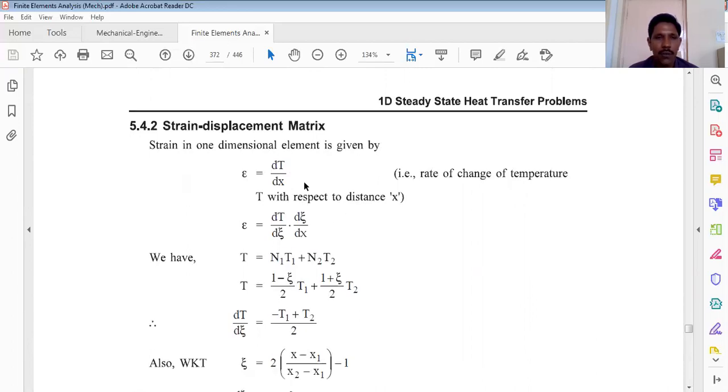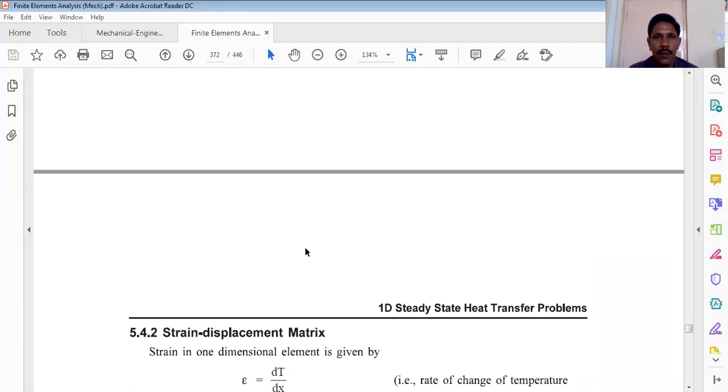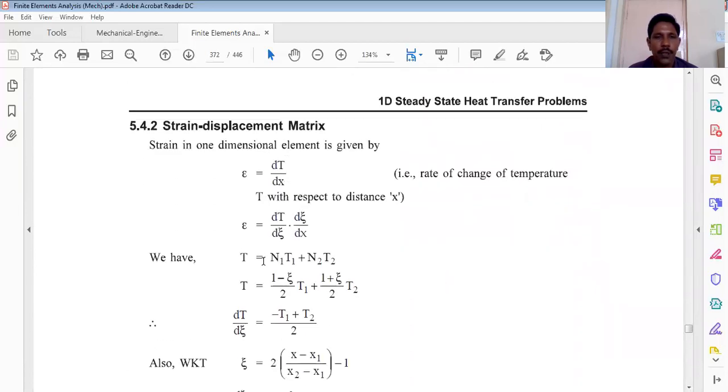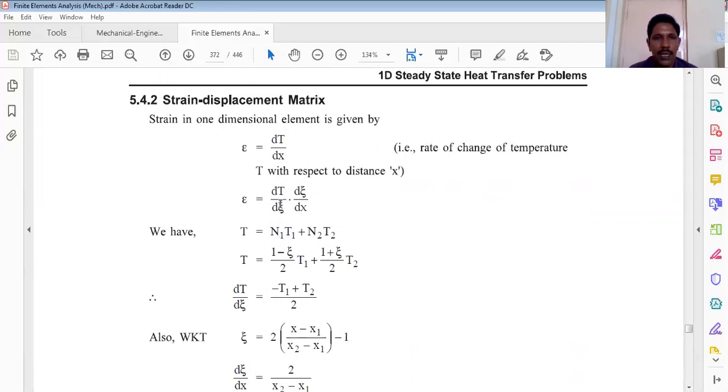So dT by dx, where T is with respect to the distance x. From the chain rule, we can write this as dT by d zeta into d zeta by dx. And we know that from the expression of shape function, we can write T is equal to N1 T1 plus N2 T2. We know the values of N1 and N2. They are the shape functions in natural coordinate as 1 minus zeta by 2 and 1 plus zeta by 2. So what we need in the epsilon equation is dT by d zeta. So differentiating T with respect to zeta, we'll get (minus T1 plus T2) by 2.